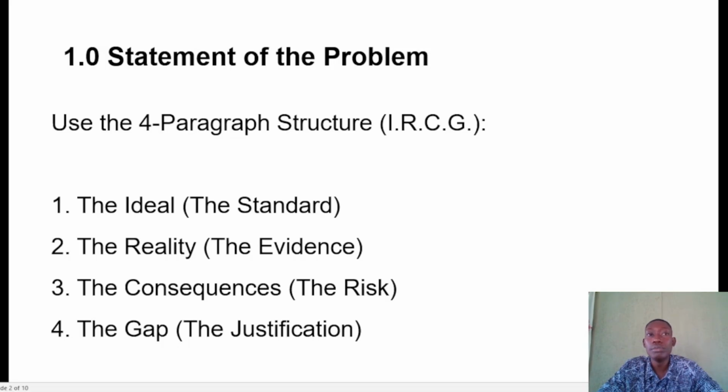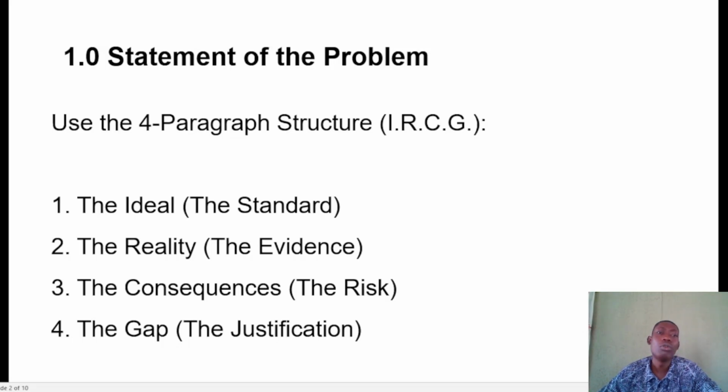In the statement of the problem, depending on your research topic, you should let us know what should be happening. This is the standard. For example, if we are talking about waste disposal, in your first paragraph you let us know that the standard protocol for waste disposal is this and that. Then after that, you move to the R, which is the reality.